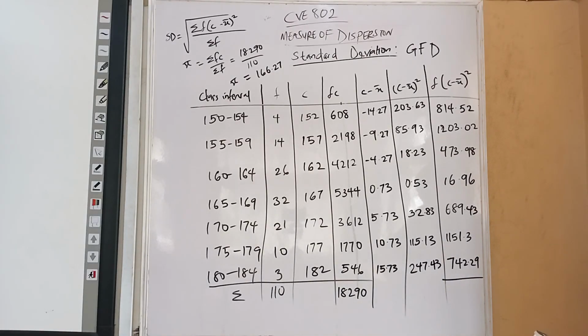Let's add 814.52 plus 1203.02 plus 473.98 plus 16.96 plus 689.43 plus 1151.3 plus 742.29 is equal to 5091.5.